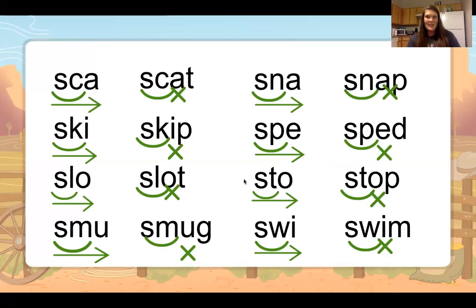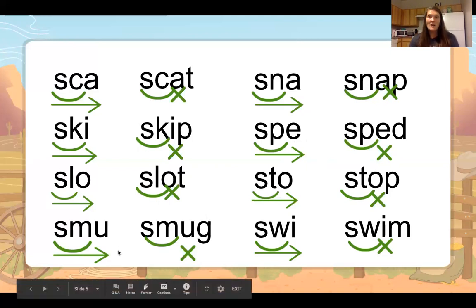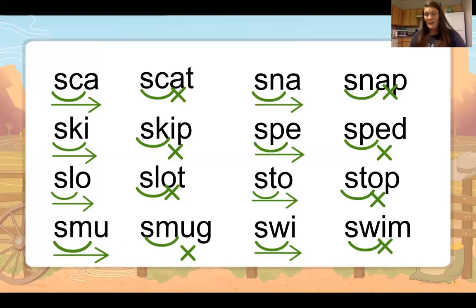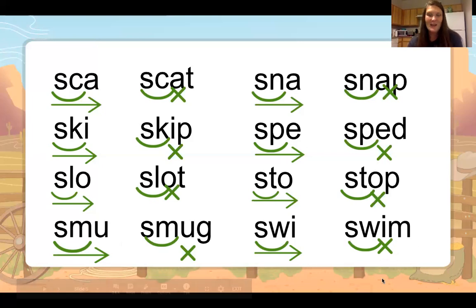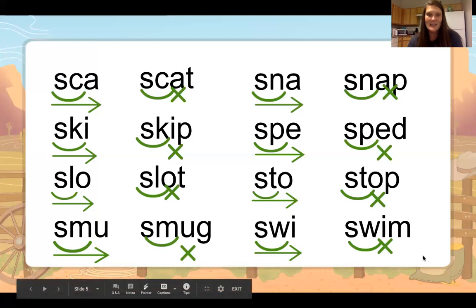All right, the next one is STO, stop, STOP, stop. We stop at the stop sign. SMU says smuh, or we can act like we're getting punched in the stomach, and SMUG, smug. He gave a smug look when he stole my lunch. Okay, and then we have SWI, swim, and SWIM, swim. I hope you get to go for a swim this weekend.